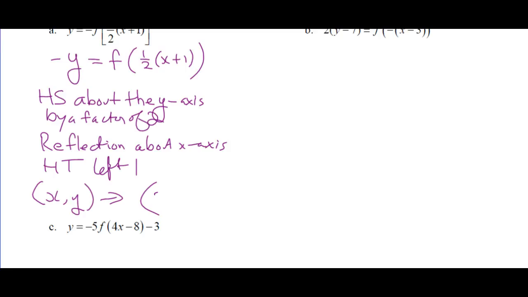2x minus 1, negative 1. Okay. So just think about what affects x. So we've got, what do we got? We got horizontal stretch, vertical stretch, reflection in the y-axis, reflection in the x-axis, horizontal translation, vertical translation. Of those 6 things, 3 of them affect x. So what affects x?